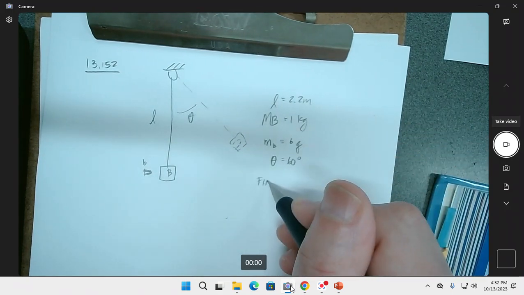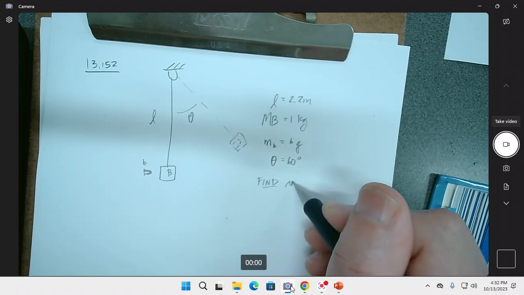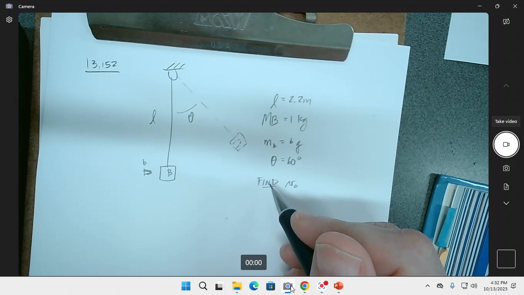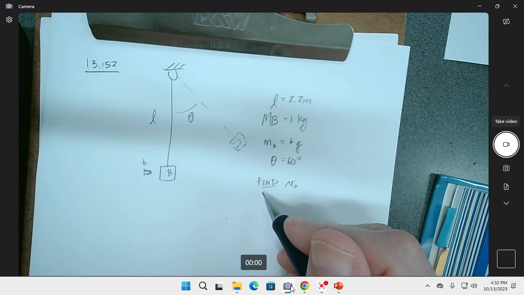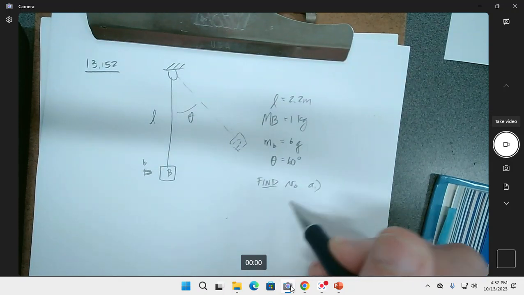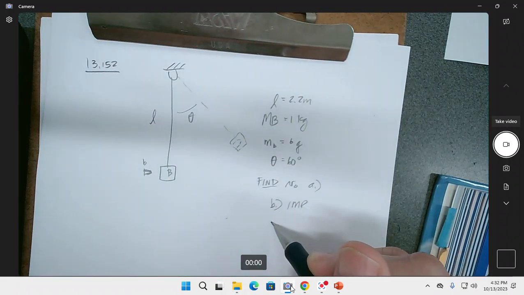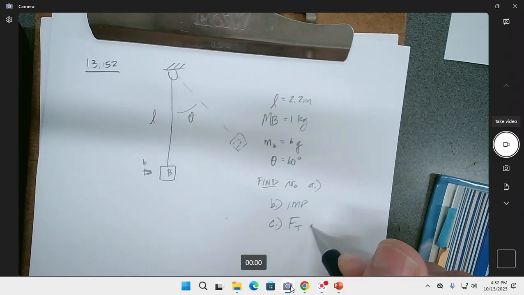So you're going to find V0. And that was actually the purpose of a ballistic pendulum, to try to estimate what a muzzle velocity is. Of course, obviously it's slowing down as it goes through the air. So that's going to be A, and B was the impulse, and C was the F_T after collision.